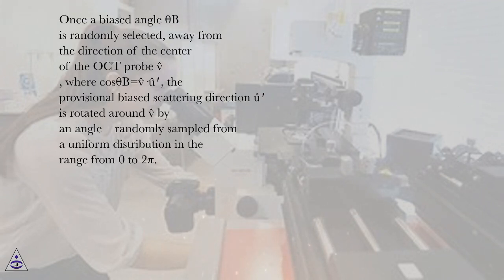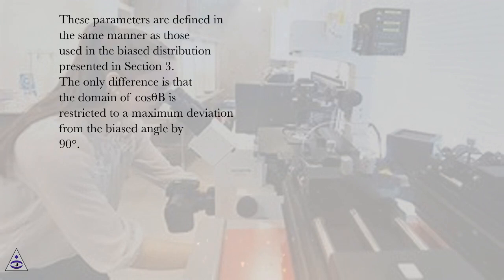Once a biased angle theta b is randomly selected, away from the direction of the center of the OCT probe V, where cos theta b equals V dot U circumflex, the provisional bias scattering direction U circumflex is rotated around V by an angle phi randomly sampled from a uniform distribution in the range from 0 to 2 pi. These parameters are defined in the same manner as those used in the bias distribution presented in section 3. The only difference is that the domain of cos theta b is restricted to a maximum deviation from the biased angle by 90 degrees.